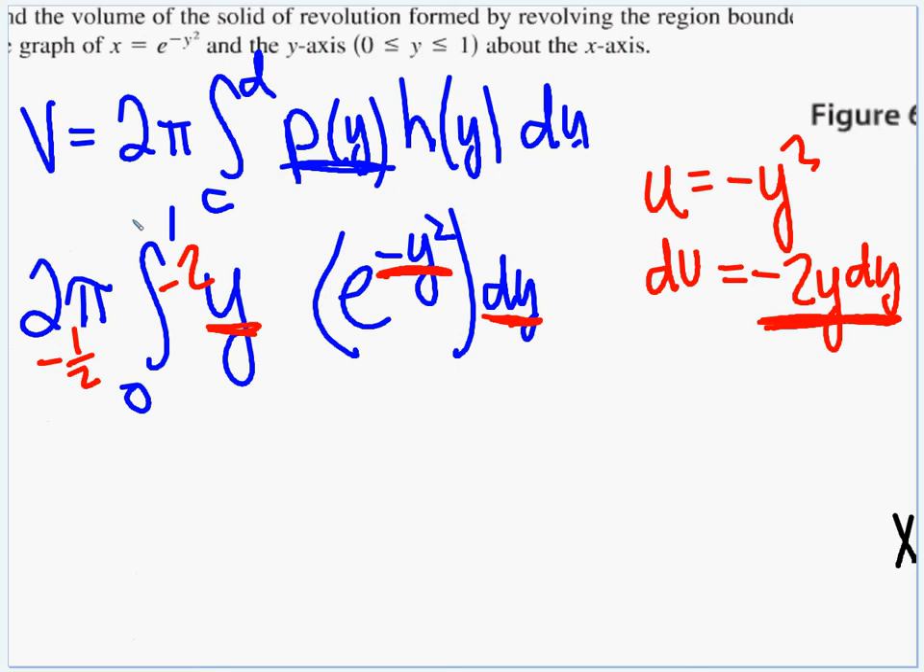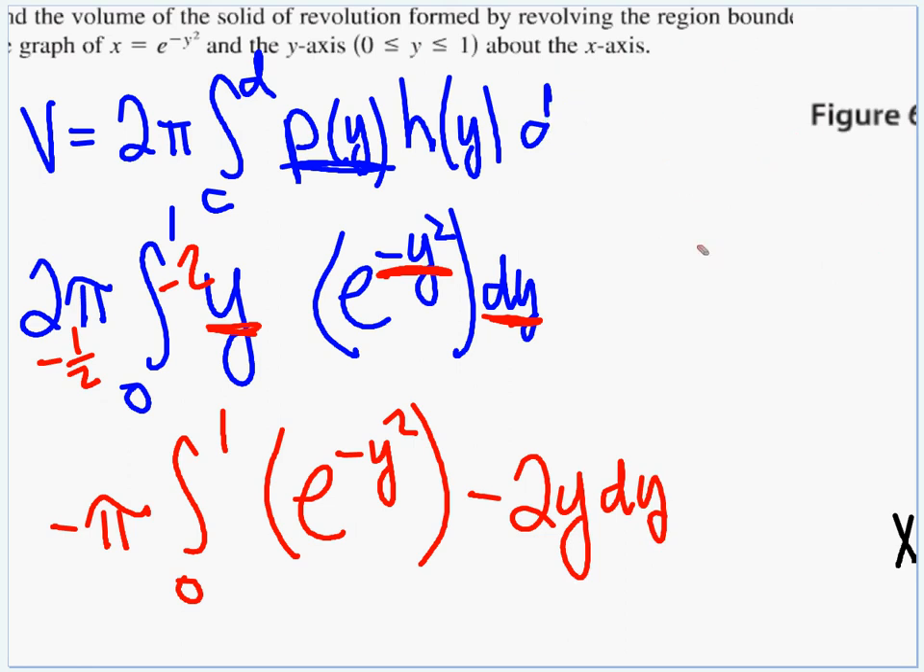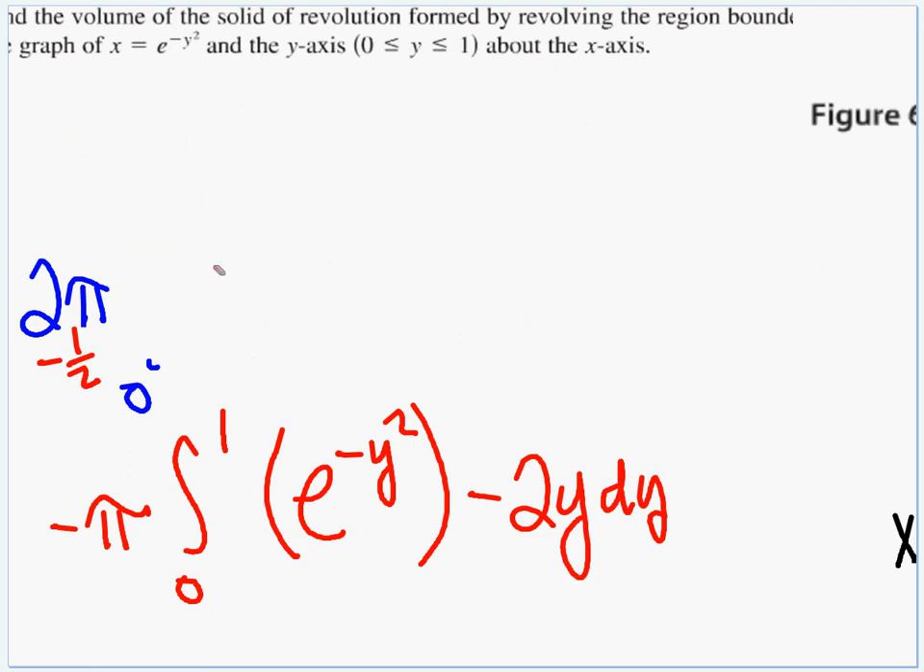So let's clean this up a little bit. 2 pi times negative 1/2, so that's going to be a negative pi out there. And then we're going to have our integral from 0 to 1. And I'm going to just reorder this a little bit. We've got e to the negative y squared, and then times negative 2y dy. Okay, so I think we are ready to do a little calculus.